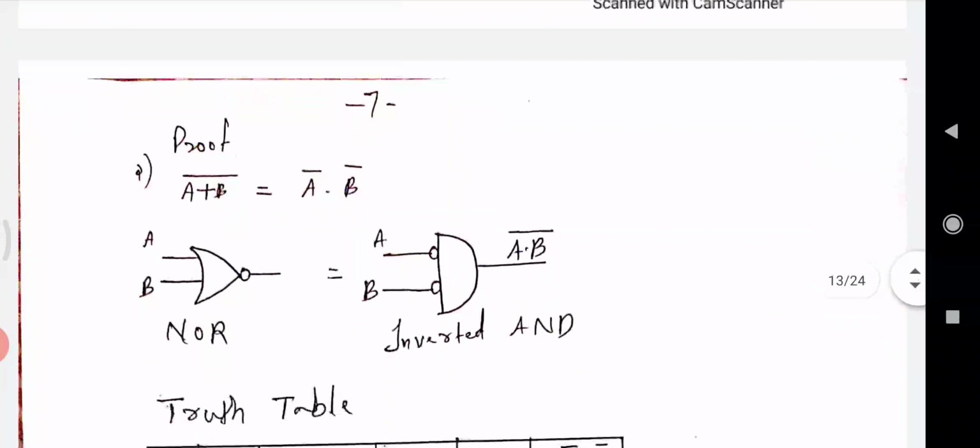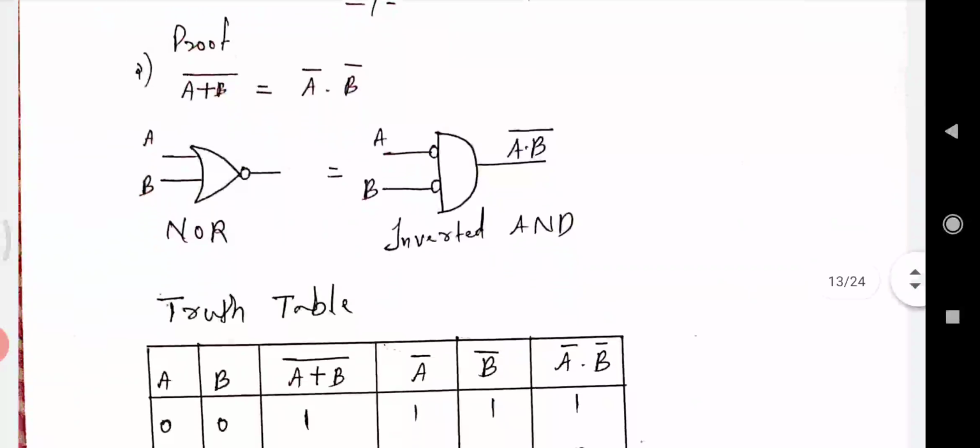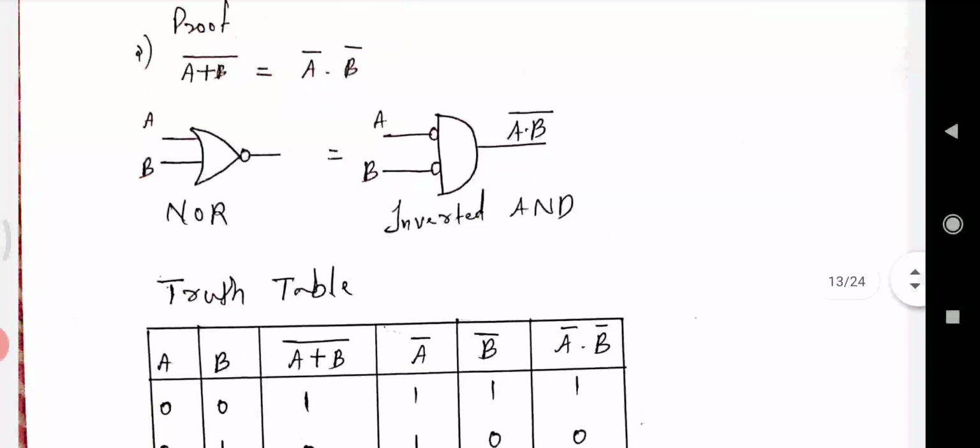The second is (A plus B) the whole bar equal to A bar dot B bar. In this case, A and B are connected to a NOR gate. We get (A plus B) the whole bar, that is the LHS, and the RHS is A bar and B bar, that is A bar into B bar.